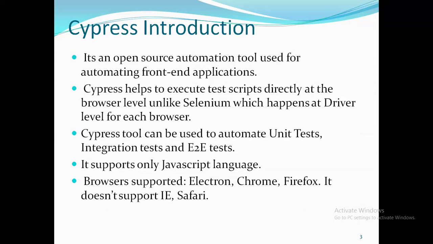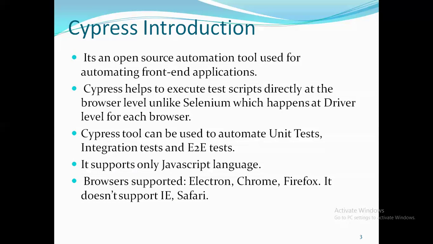So let's get started. We have the Cypress automation tool. This is the introduction slide which I have for you all. It's an open source automation tool. Many of the features of the Cypress tool are open source. There are certain paid features, but whatever you require for the automation of your front end applications like web browsers, you would be able to do using the free version of Cypress as well.